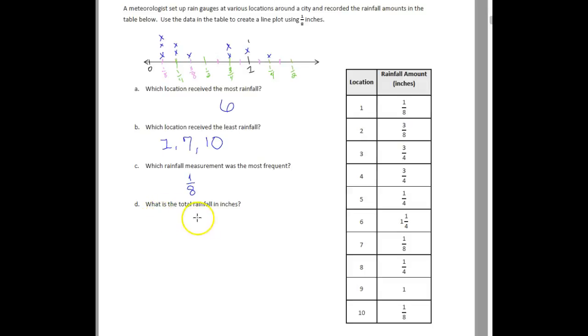What was the total rainfall in inches? Now this is a little bit challenging, but what we can do is kind of look through and go, okay, let's look at the eighths. Here's 1/8, 1/8 plus 3/8 plus another 8 plus another 8. Now if we go 1 plus 1 is 2, 2 plus 3 is 5, and 1 more is 6. So we have 6/8.